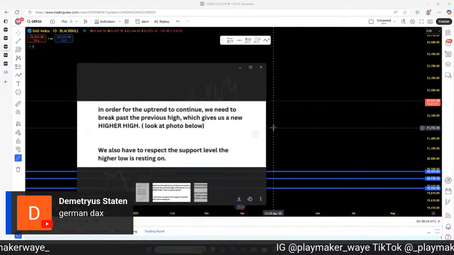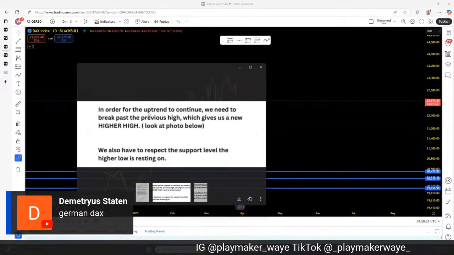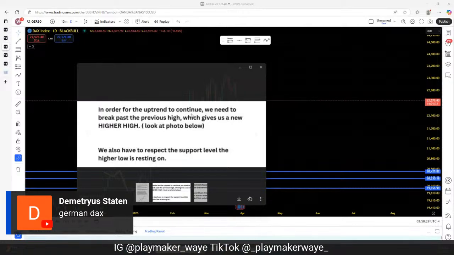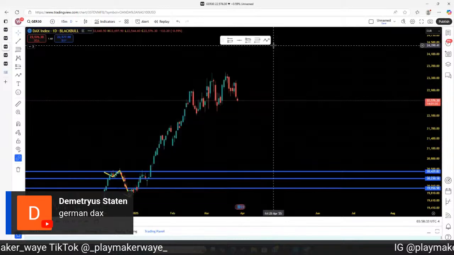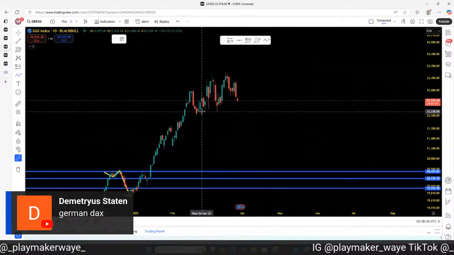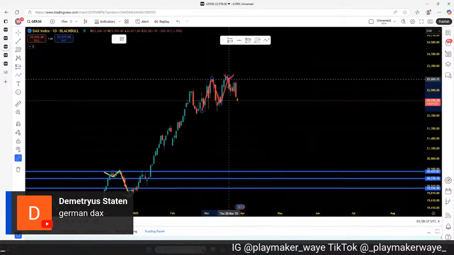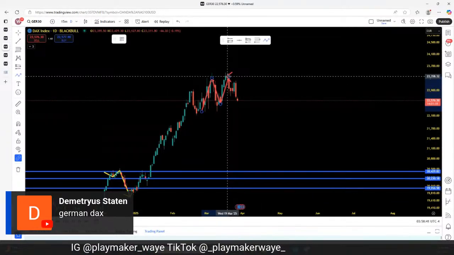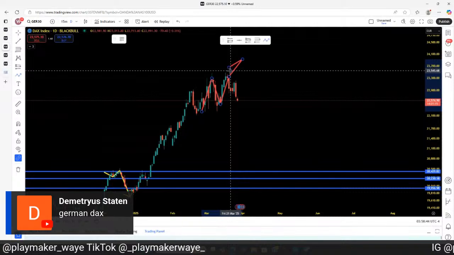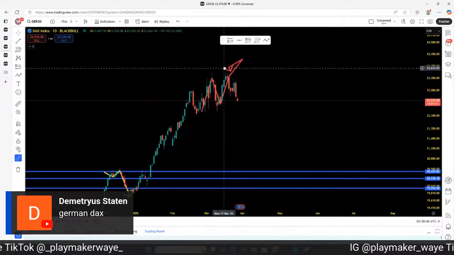Okay, we're in an uptrend. In order for the uptrend to continue, we need to break past the previous high, which will give us a new higher high. We also have to respect the support level the higher low is resting on, right? We see here that there's a clear resistance level right here. So for the uptrend to continue, it needs to break this higher high right here. Jeez, I almost made that look good.